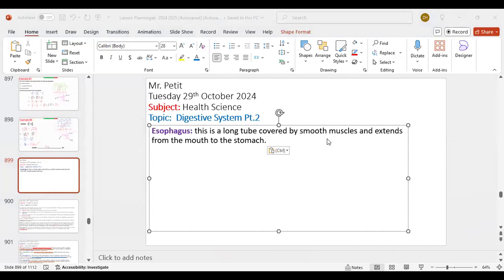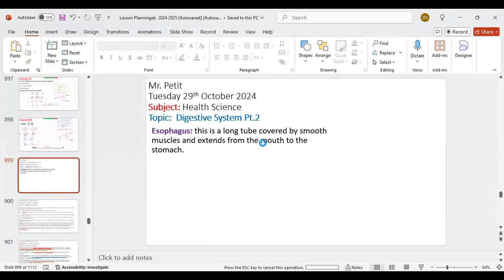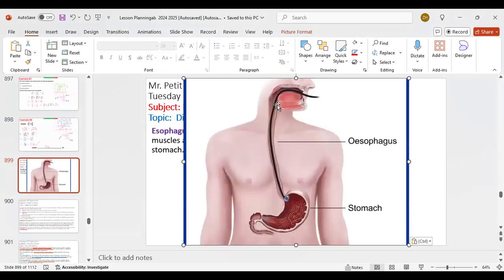Now, once you're ready to chew the food, then you swallow it. It goes down this long tube which connects to which organ? Which organ is the esophagus connected to? The stomach. Yeah. So this is the esophagus right here. After you eat the food and swallow it, it goes down all the way to the stomach.